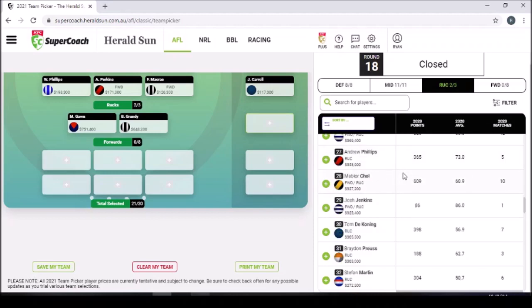Bruce, he could be an interesting one. What's he, 303,000? He'll probably be the number one ruck at GWS. Is he good enough to produce enough points in that number one role? I'm really not too sure, but he's probably that value pick.